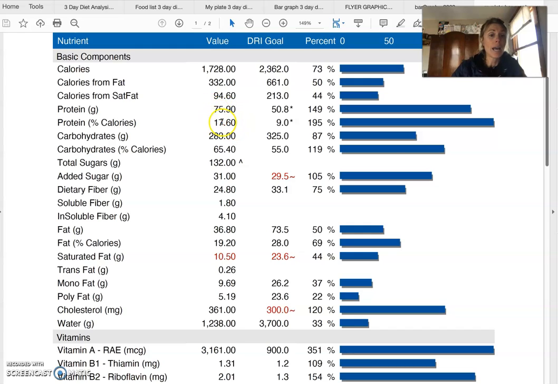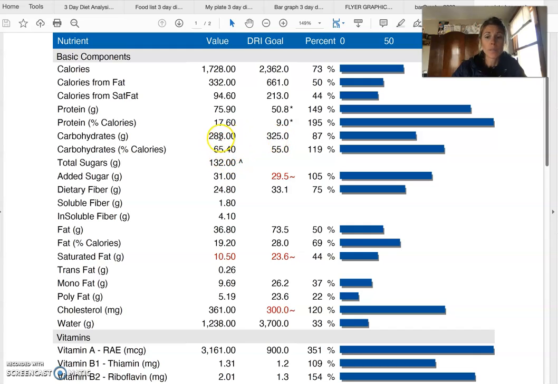However, they were high with their protein intake. But that's all relative based on their calorie intake. This person's calorie intake was low. That's why their protein seems high and their percentage is on the higher end of that. Okay, same goes for carbohydrates.